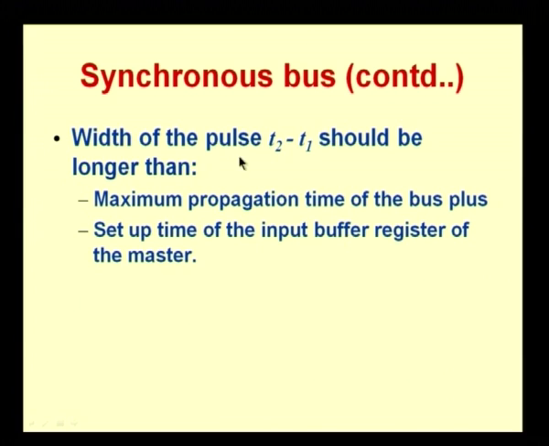So what is my T0 to T1 and how much is my T1 to T2? All these things, T0 to T1 and T1 to T2, have to be decided taking into account all these factors. Okay. So that is how we need to look at designing the frequency of the clock for the bus. Right. So the width of this pulse, T2 minus T1, should be longer than these two things: the maximum propagation time of the bus plus the setup time of the input buffer register of the master. Okay. So these are the two things that we need to take into account.